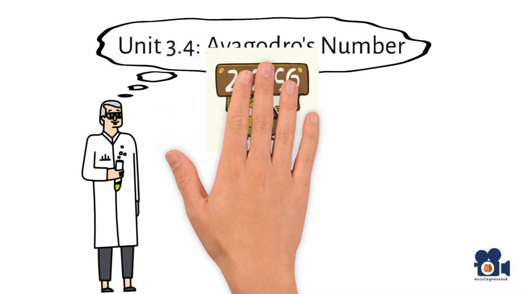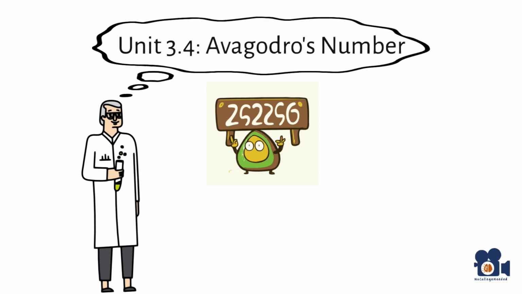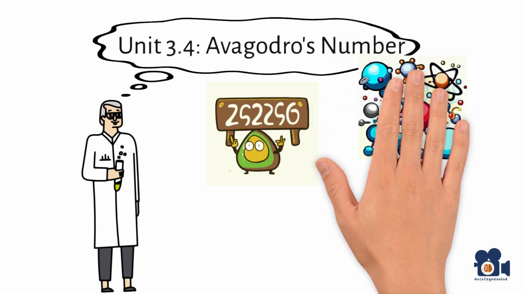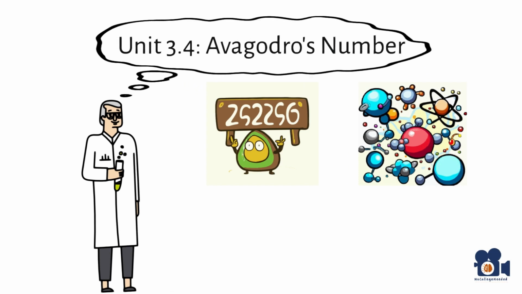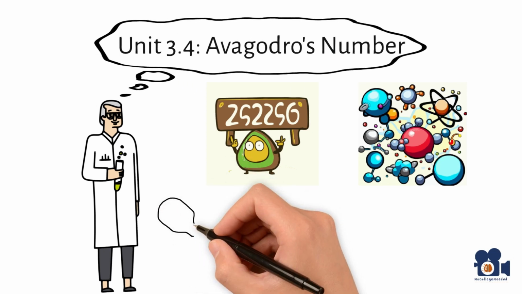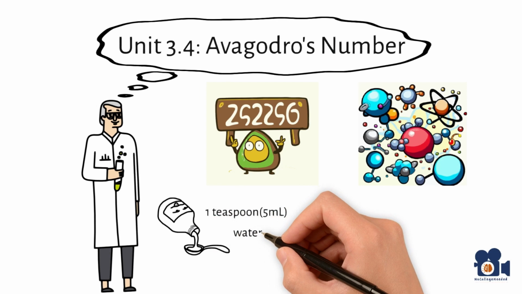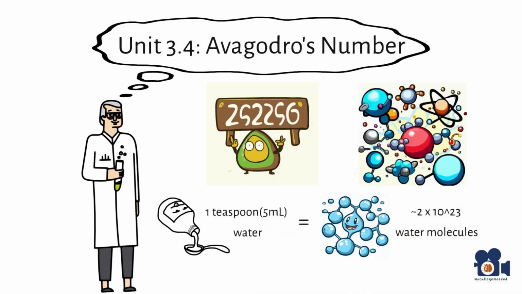Avogadro's number is a fundamental constant, meaning that it's a number that does not change. In chemistry, that represents the number of particles, atoms, molecules, or ions in 1 mole of a substance. It came about because even extremely small measurements of molecules contain a large number of molecules. For example, 5 milliliters or 1 teaspoon of water contains approximately 2 times 10 to the 23rd water molecules.